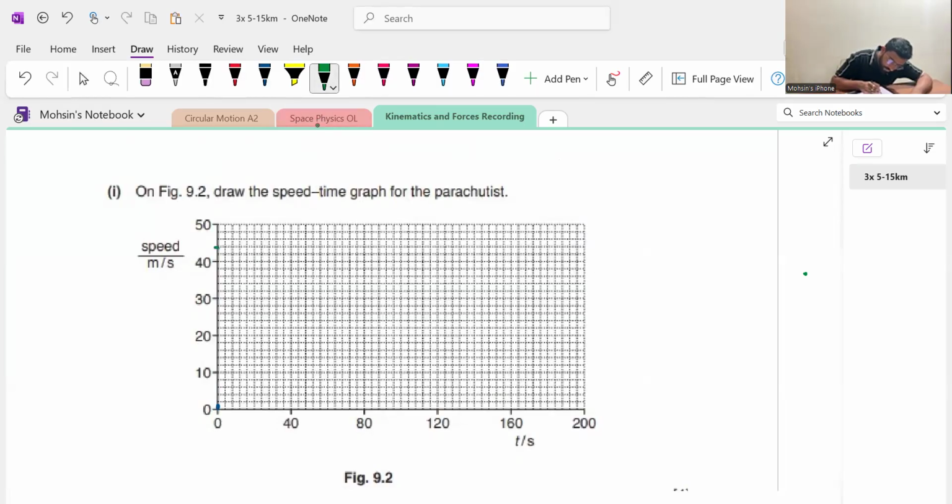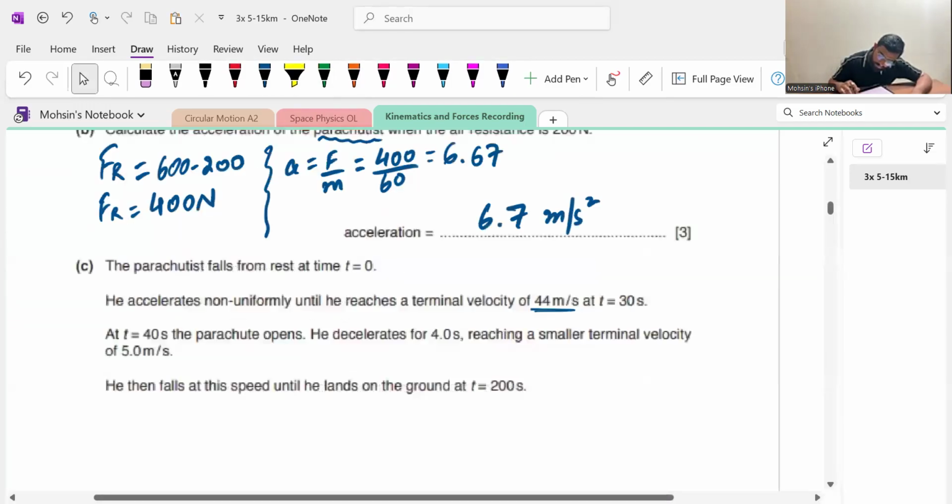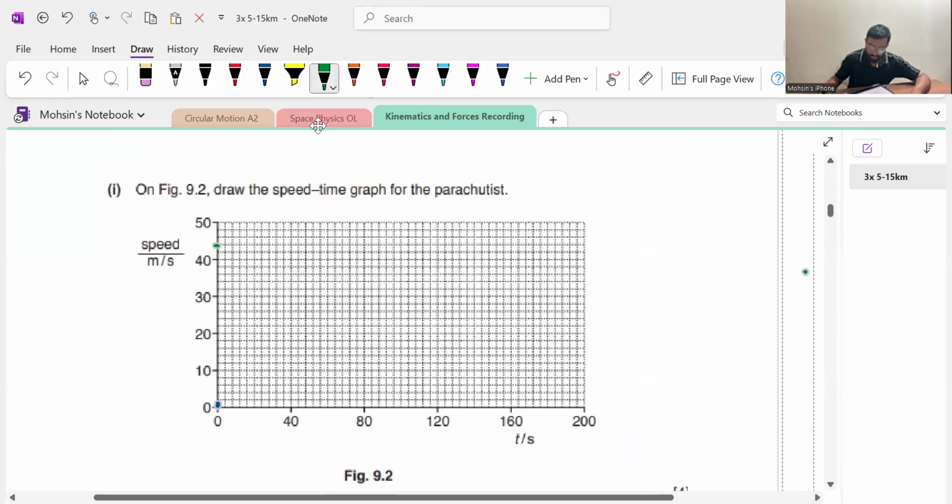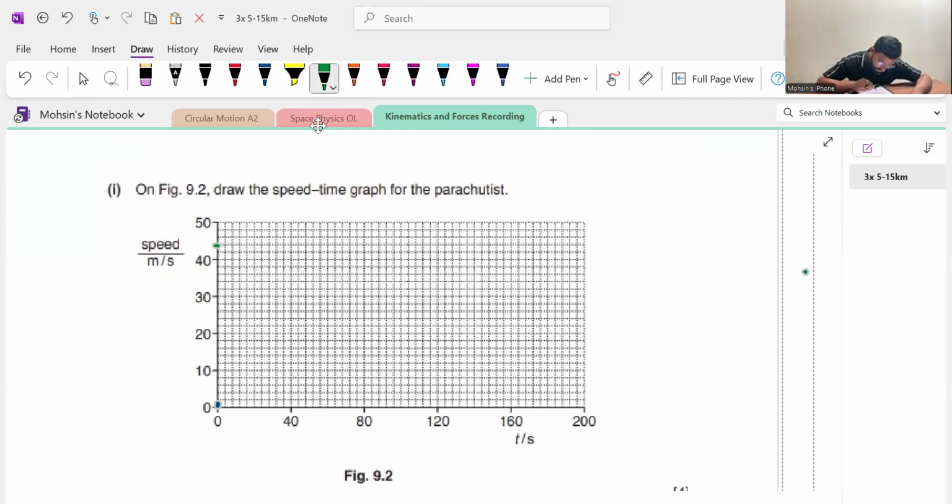This is 44, and at how much time? It was 30 seconds. So 30 to 40 is 10 boxes. One box is 4. So 4, 8, 12, 16, 24, 28, and 32. So here in between, somewhere here, it is like this. Till this point, the graph is like this.